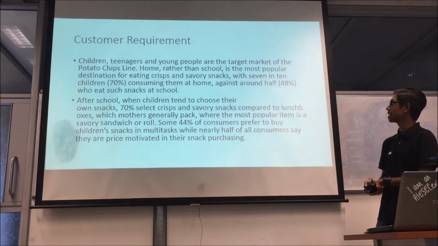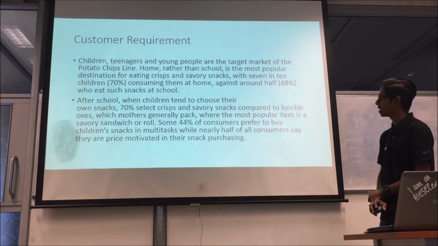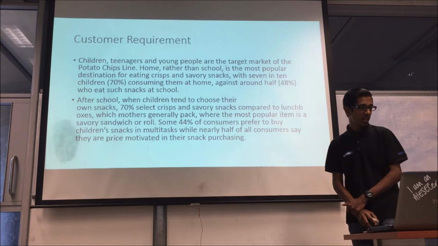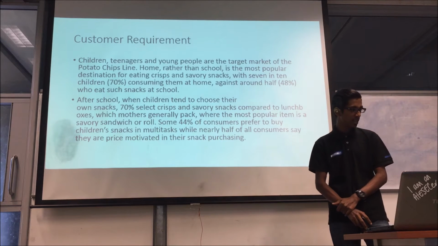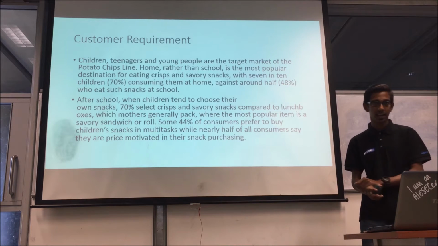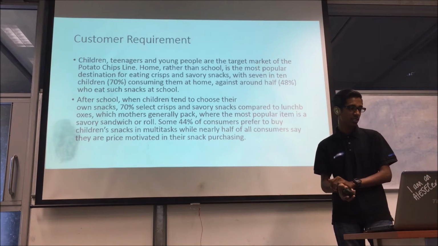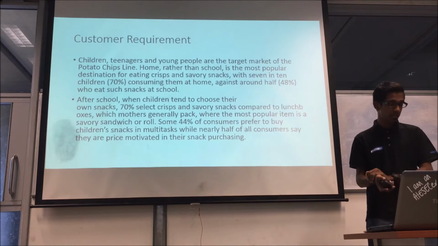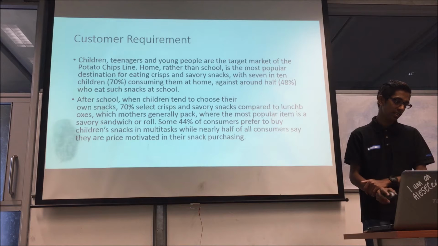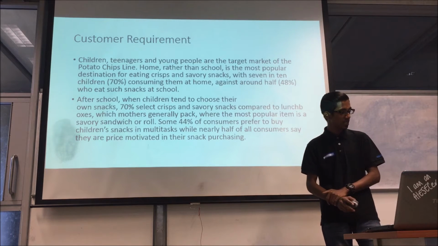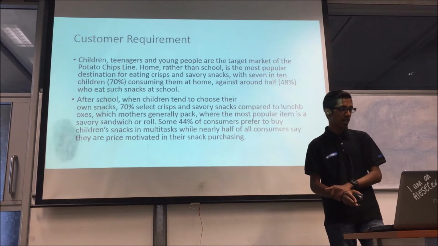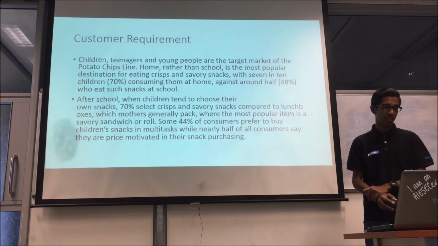Children, teenagers and young people are the target market of the potato chips line. Home rather than school is the most popular destination for eating crisps and savory snacks, at 48%, compared with 7 in 10 children, 70%, who eat such snacks at school. After school, when children tend to choose their own snacks, 70% select crisps and savory snacks, compared to lunch boxes which mothers generally pack, where the most popular item is a savory sandwich or roll. Some 44% of consumers prefer to buy children's snacks in multipacks, while nearly half of all consumers say they are price motivated in their snacks purchasing.